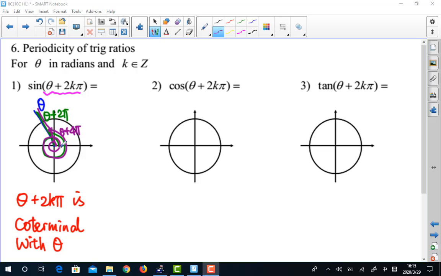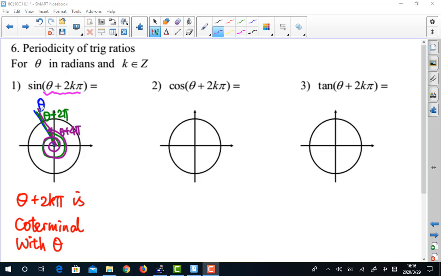Look at the purple angle. It's theta plus 4 pi. Theta plus 4 pi, in comparison with the blue angle theta, you just rotate two more rotations, then theta. All those angles terminate in the same terminal arm.